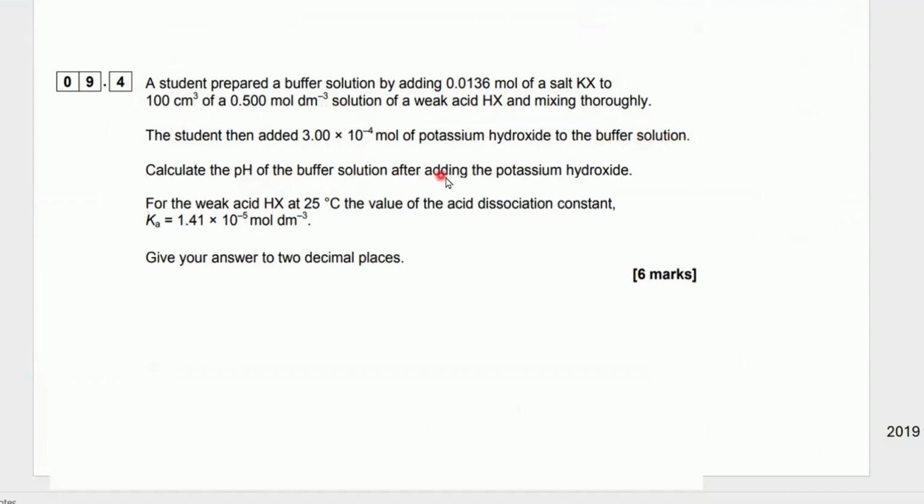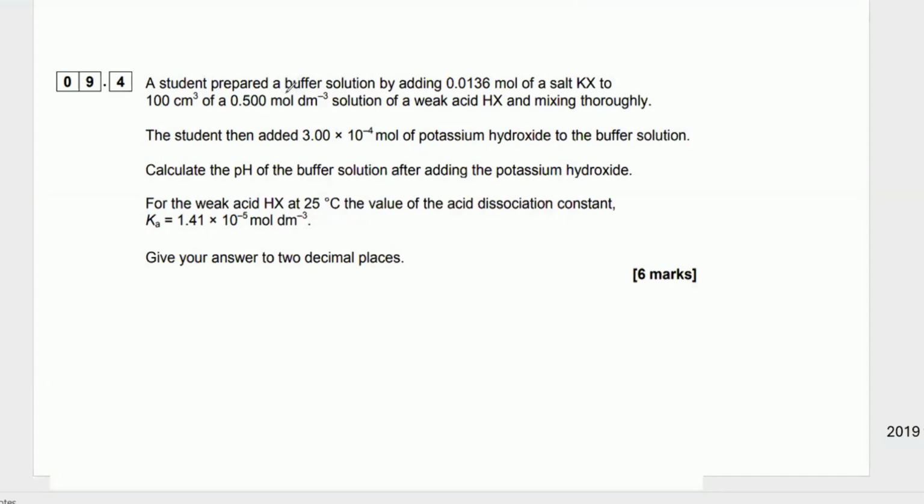Calculate the pH of the buffer solution after adding the potassium hydroxide. For the weak acid HX at 25, the value of the acid dissociation constant Ka is 1.41 times 10 to the minus 5. Give your answer to 2DP and it's worth 6 marks again. So again, try your skills, pause the video, have a go.